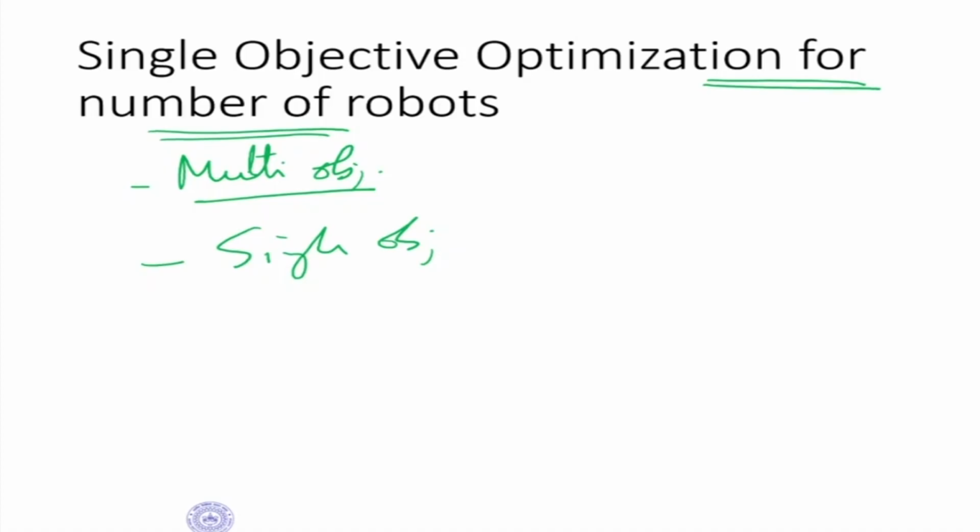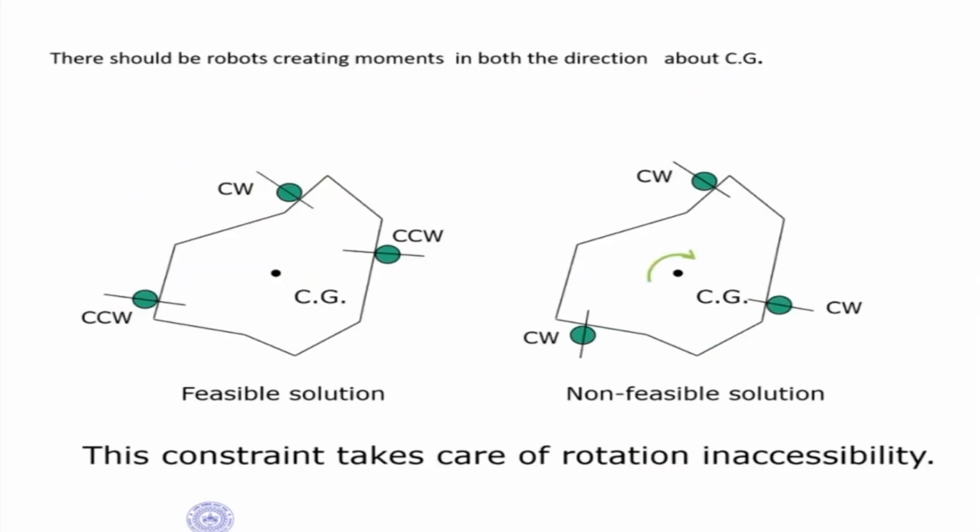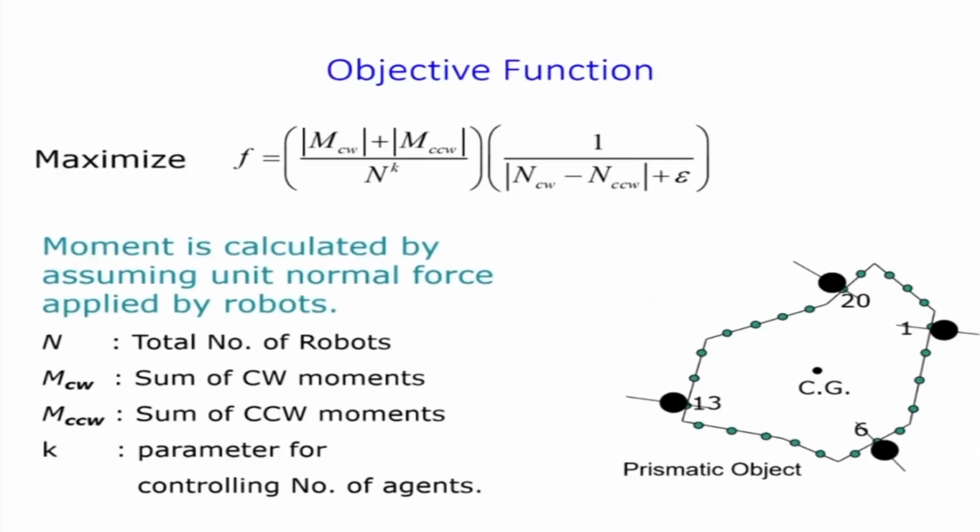Now suppose I want to minimize the number of robots also, then I can put that in the objective function itself. If you do single objective optimization, it will be something like this. Again, the same constraint: the robots when capturing an object should have clockwise movement and anti-clockwise movement. This constraint takes care of rotational inaccessibility. That means it should have both clockwise and anti-clockwise moments. Now the objective function can be something like this.